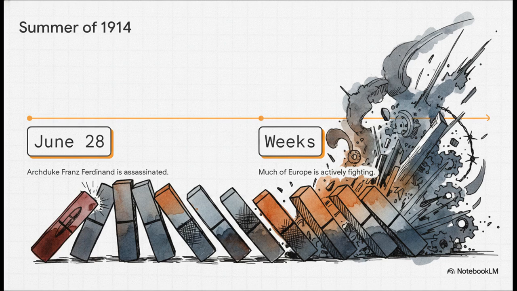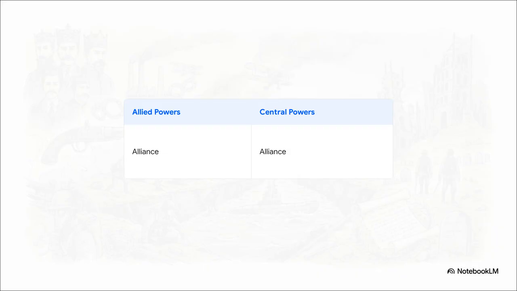Now, initially, this might have seemed like a regional, localized tragedy, but because of those simmering tensions we just talked about, the domino effect was breathtakingly fast. Just weeks later, almost all of Europe is actively fighting. The descent into chaos was immediate. The escalation happened so incredibly fast because Europe had basically locked itself into these really rigid military alliances.